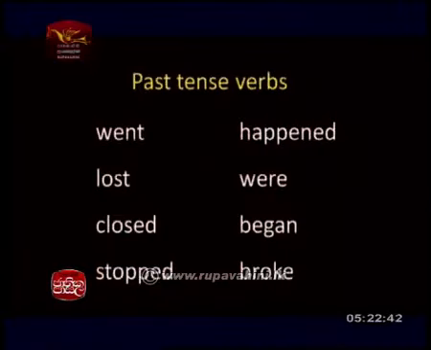Now you can see the words that we have found in this passage. What are they, Mrs. Kalwaraj? All the verbs, they are verbs actually. Yeah. They are verbs and they are past tense verbs. So we have went, lost, closed, stopped, happened, were, began, broke.